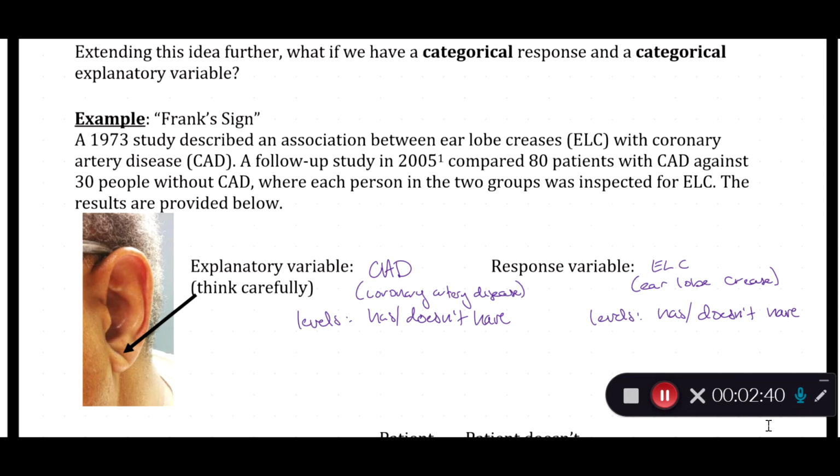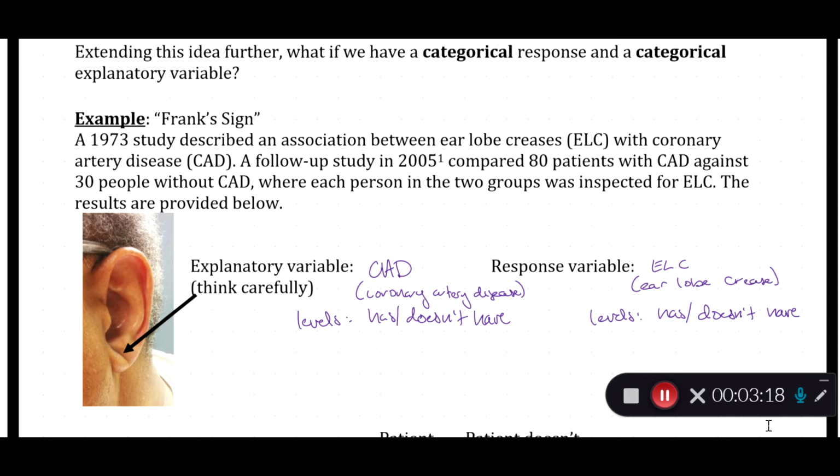For example, if we said the variable is that the patient has coronary artery disease, then that means that everyone has coronary artery disease, and that is not a variable. A variable, remember, is something that varies from one participant or one subject to the next. And so the disease can vary. A patient may or may not have it. So it has to be something that can vary. It is a characteristic, having or not having. Similarly, the response variable is earlobe crease. The levels are having or not having an earlobe crease.